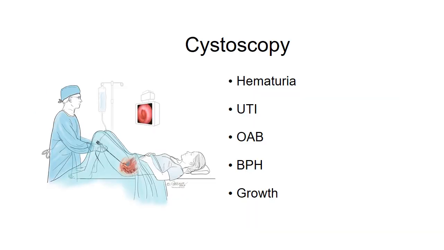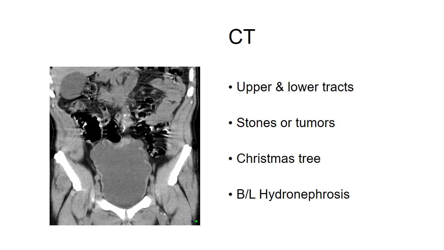Then moving to cystoscopy, we can detect intravesical or intraurethral pathology. Here we are directly visualizing the bladder and urethra. The indications are hematuria, UTI, overactive bladder, benign prostatic hypertrophy, growth. Now moving to CT scan, it detects upper and lower tract abnormalities, stones, tumors, etc.